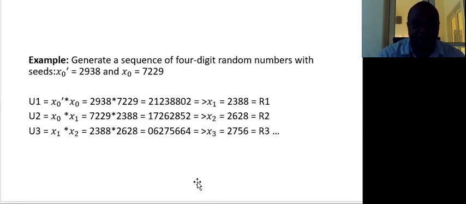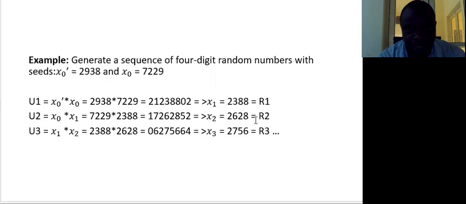Now, let's look at an example for the mean product method. Generate a sequence of 4-digit random numbers with seed value x naught prime equals 2938 and x naught equals 7229. In this case, u1 is equal to x naught prime multiplied by x naught. So this one will give us 2938 multiplied by 7229, which is equal to 21238802. However, we pick the four middle digits to give us 2388. So this one forms the R1.